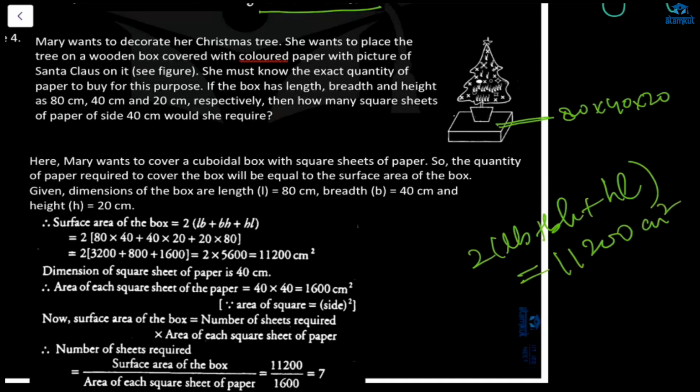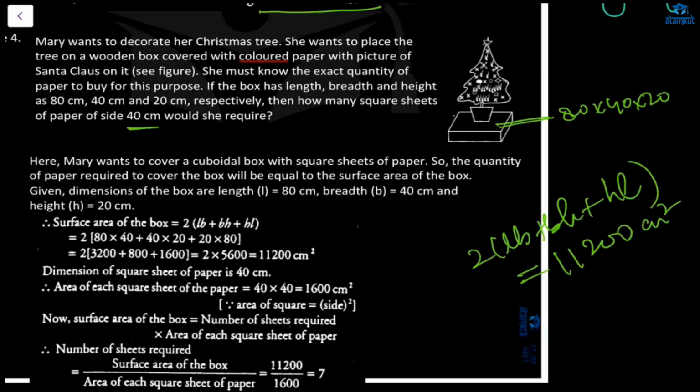Okay, now the dimension of the square sheet of paper is what? How many square sheets of paper of side 40 centimeter? Okay, so the paper he has used is 40 centimeter. Okay, see, whenever you are covering a gift wrapper, it is not necessary that one paper will be enough for covering. If the gift is big then you require 2 sheets or 3 sheets also. Okay, so that is what is asked in the question.